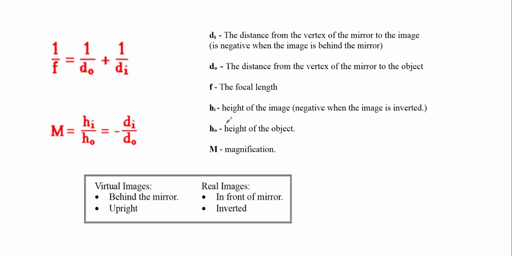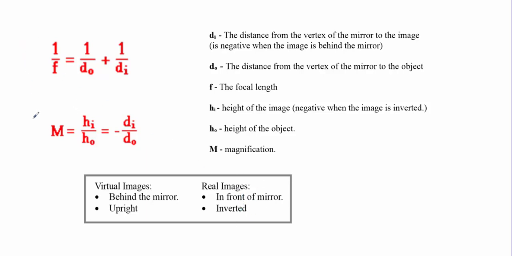M is the magnification. So if HI equals HO, M is 1. If the magnification is larger than 1, then the image is bigger. If it's less than 1, then the image is smaller. Virtual images are always behind the mirror and upright. Real images are always located in front of the mirror and inverted. And this might not make sense to you, but it will shortly.